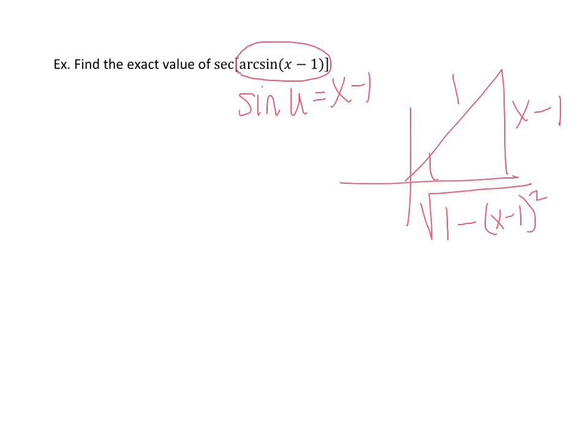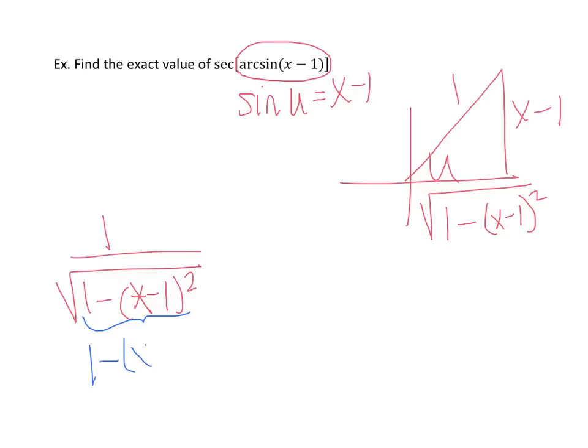So now if I want the secant of this, that would be my hypotenuse over my adjacent. So 1 over square root 1 minus x minus 1 squared. This can be simplified underneath here. 1 minus, that'd be x minus 1 times x minus 1.